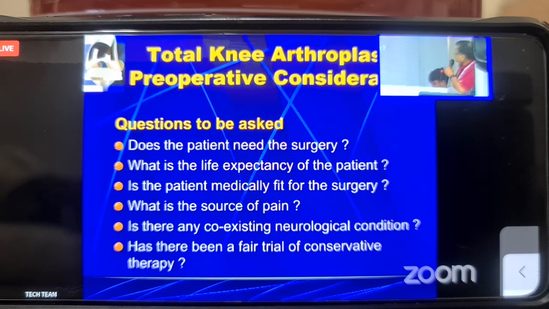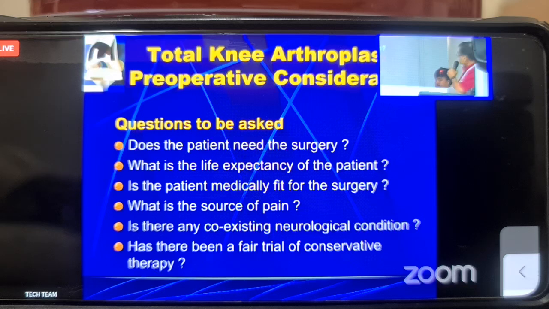But the most important is the source of pain. What is the source of pain? And I will request all the young surgeons to pay particular attention to that. You must be 100% sure that the pain is emanating from the knee. Very often you have pain which is being referred from the spine or even from the hip. And if you do a total knee replacement in these cases, they're going to fail dramatically.